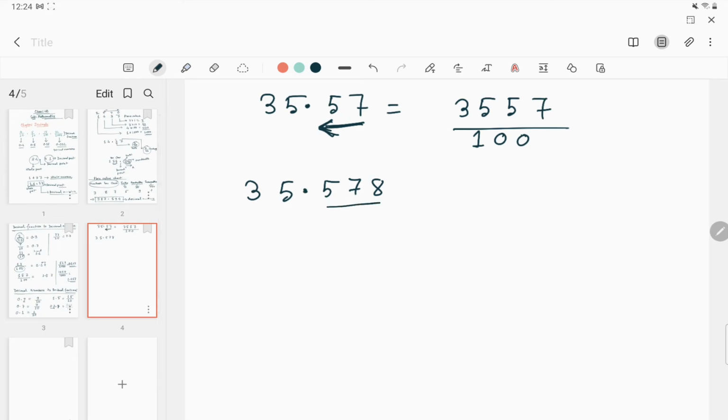after how many places is the decimal point given from the right side? 3 places. So write down the number 35578, and this decimal point is here after 3 digits starting from the right side. So 3 places means 3 zeros will follow 1, that is 1000. Okay, so in this way you can represent this decimal.